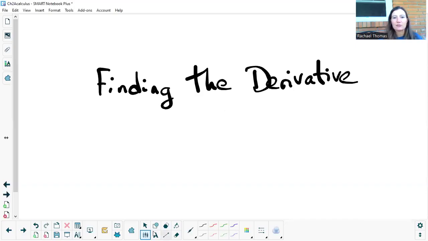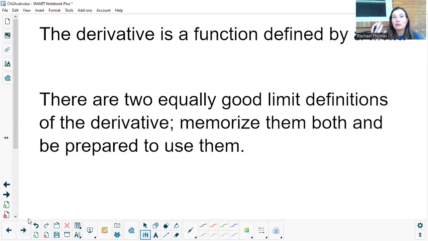Today we're finding the derivative. The derivative is a function that is defined by a limit. There are two equally good limit definitions of the derivative. You should know them both.